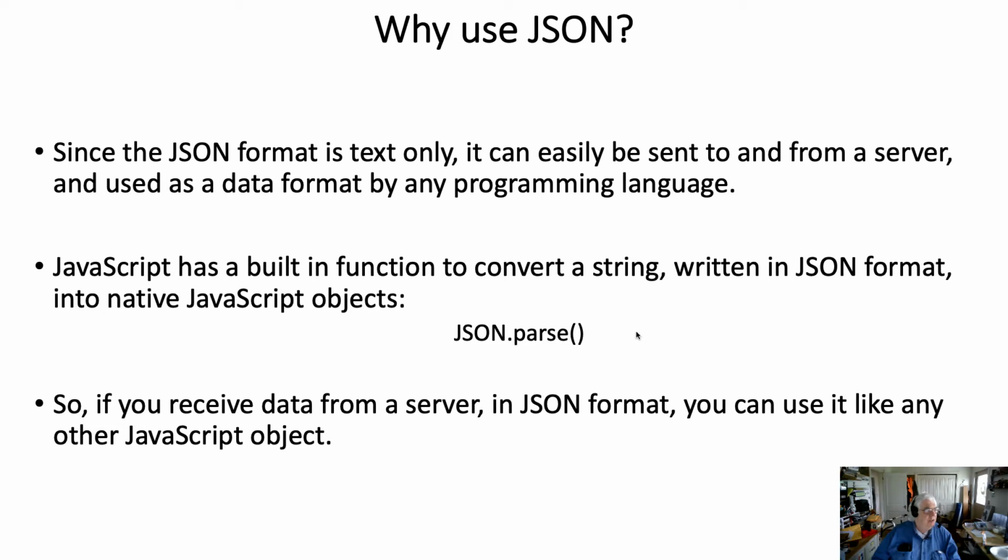So why use JSON? JSON format is text only. It can easily be sent to and from a server and used as a data format for any programming language, and it's widely accepted and getting more widely accepted all the time. JavaScript has a built-in function to convert a string written in JSON format into a native JavaScript format, the parse that we saw. So if you receive data from a server in JSON, you can use it like any other JavaScript object.